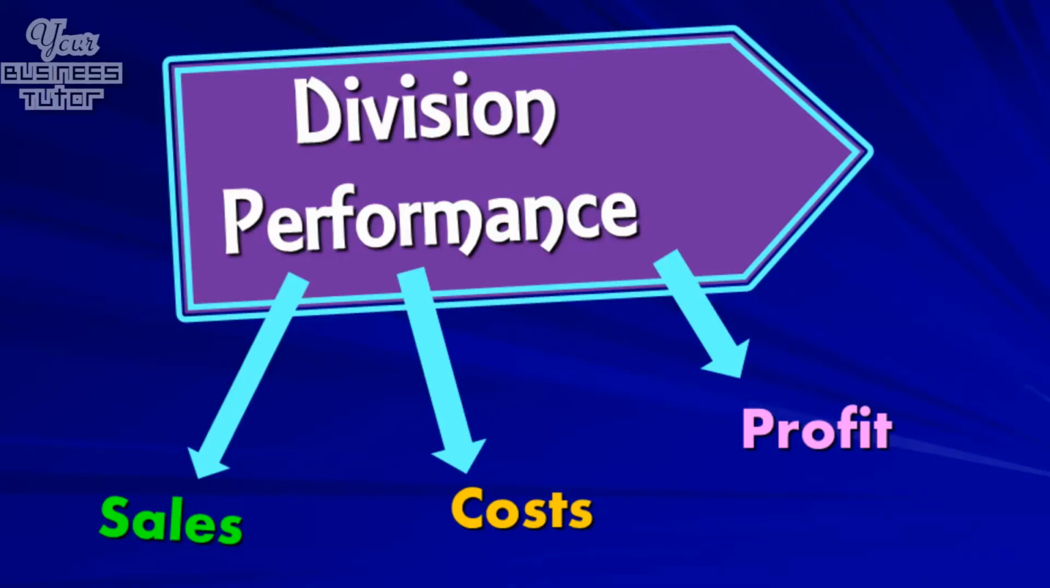Another advantage of geographical grouping is that it is easy to identify the performance of each division. As each division operates within its own specific area, it is easy to identify the sales, costs and profits related to that division. This therefore allows an organisation not only to compare performance across divisions, but also identify trends in individual divisions from year to year.